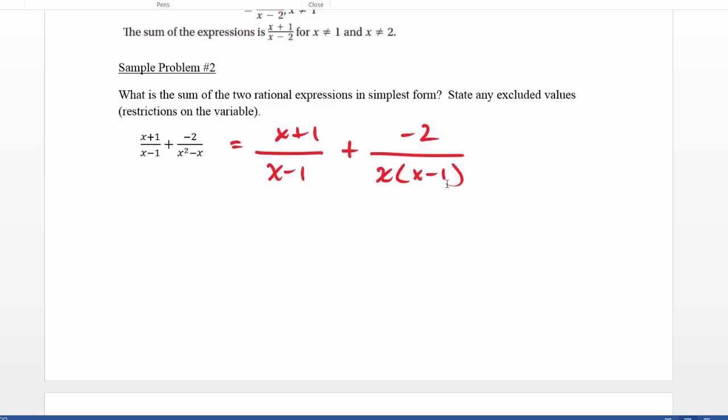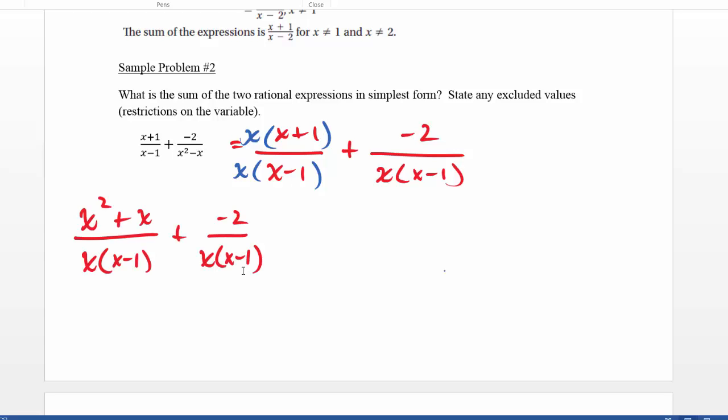And we can see very clearly that x minus 1 is the same, but we have an extra multiple of x that needs to be applied to the first expression. So I'm going to multiply x to both the numerator and the denominator, and I'm going to go ahead and work out that particular operation. Now you can see that we have a common denominator, and so I can add the expressions in the numerators and put it all under one common denominator.